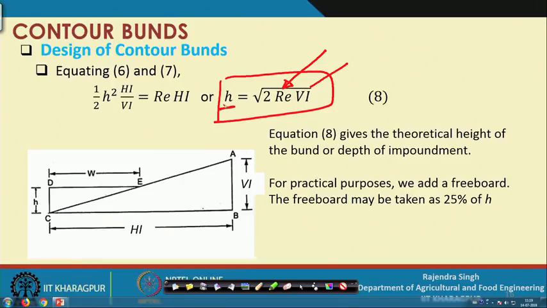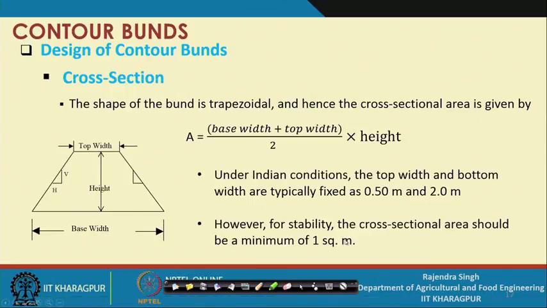And also, this is only the theoretical H, and we already considered that in order to avoid overtopping, we also add a free board, and this free board may be taken as 25% of H. The total height of the bund will be H plus 0.25 H, that is the total height of the bund which we can calculate. And then once the height of the bund is calculated, obviously we will have the cross section, and the cross section is very simple, it is a trapezoidal section. So, the total area is half times base width plus top width into height. So, the sum of this and this divided by 2 times height, that is the total area.